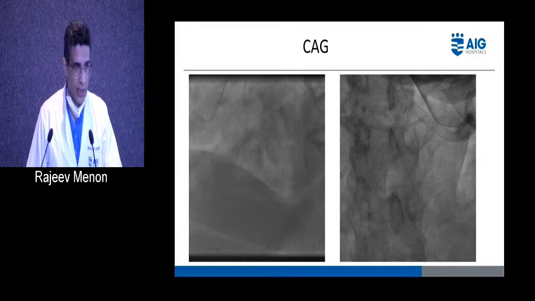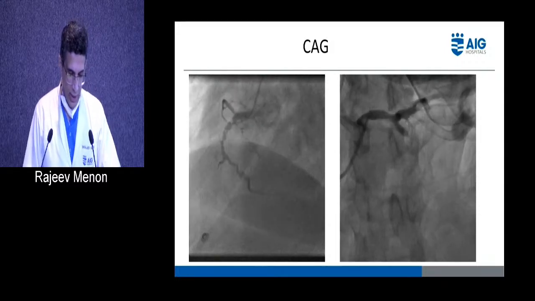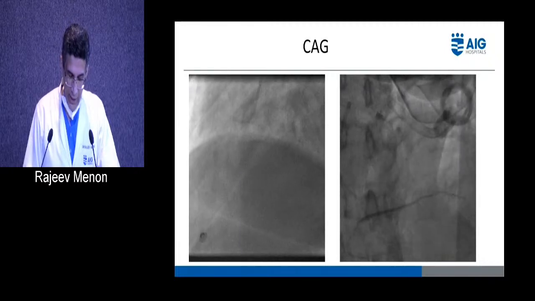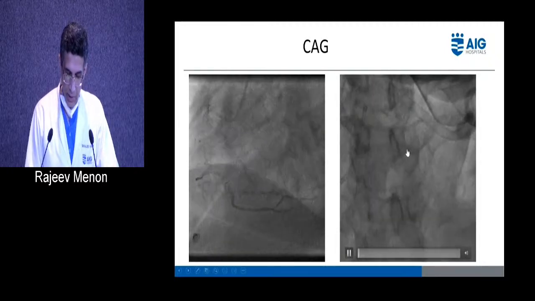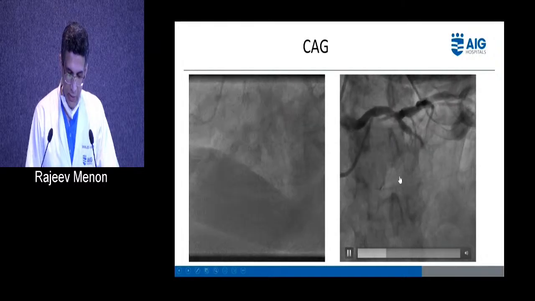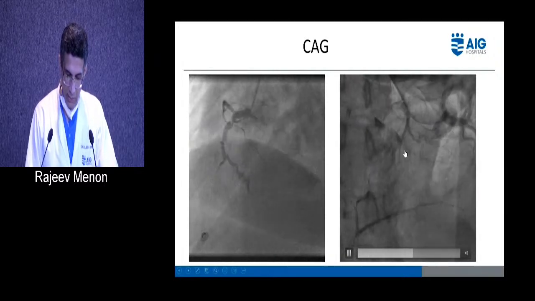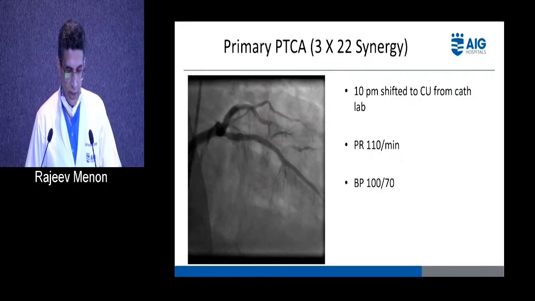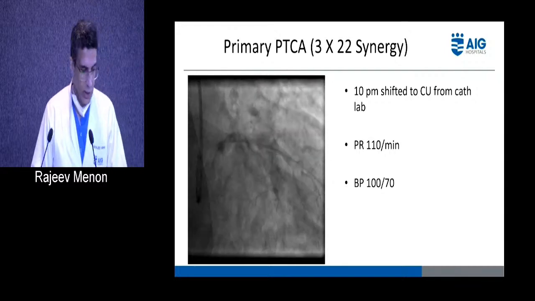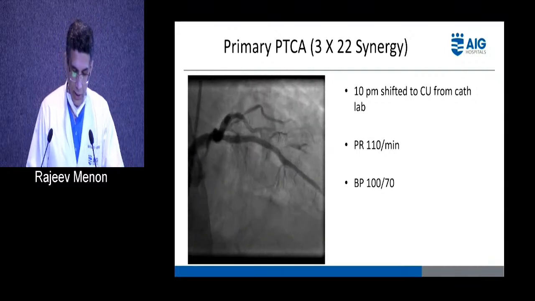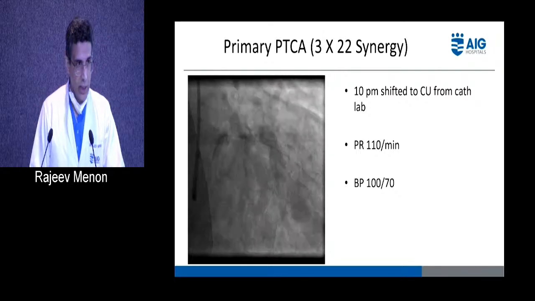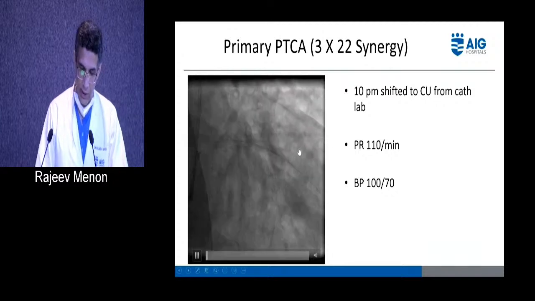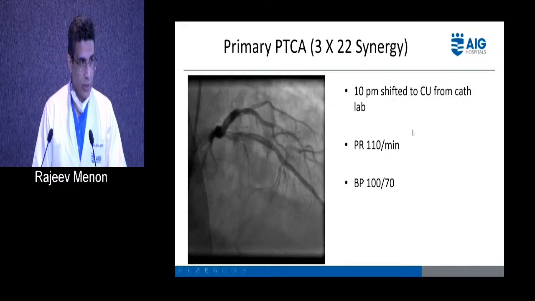You can see a RCA which is diffusely diseased with a lot of dissections, and the culprit lesion was the LAD. Most likely there were a lot of collaterals which were going to the right coronary also. You can see the LAD in the mid segment totally occluded. So this patient had a successful primary angioplasty with a TIMI 3 flow distally. This angioplasty was done somewhere around 9:30 in the night, and around 10 p.m. this patient was shifted to the ICU.